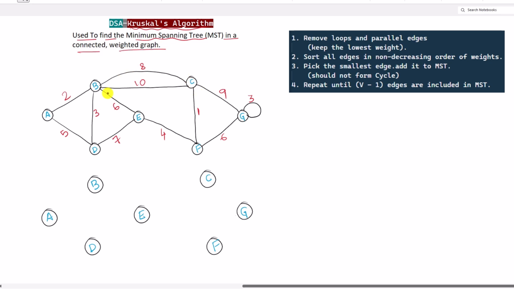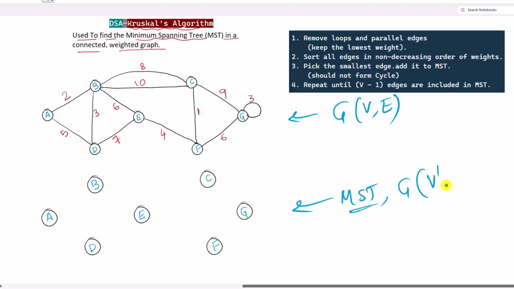So as an example, this is our connected weighted graph. This graph consists of vertices and edges. We want to create one minimum spanning tree. This is a subgraph which will contain V' and E', and here V' will be equal to V. That means the minimum spanning tree will contain all the vertices from this graph, but the number of edges will be the number of vertices minus 1.